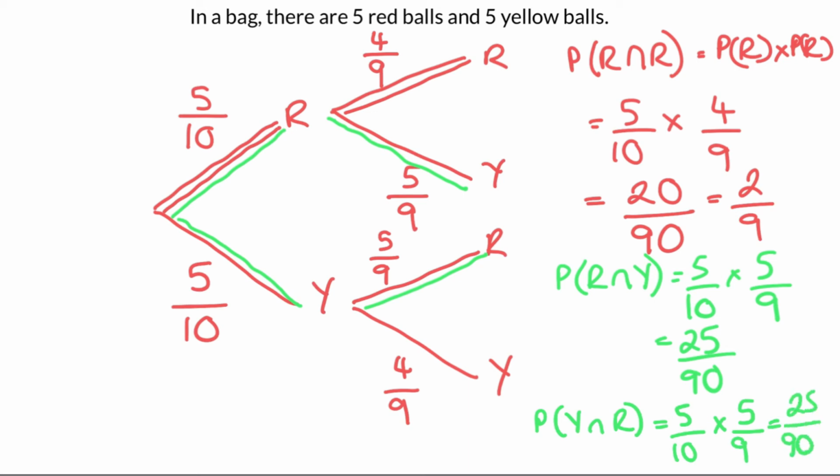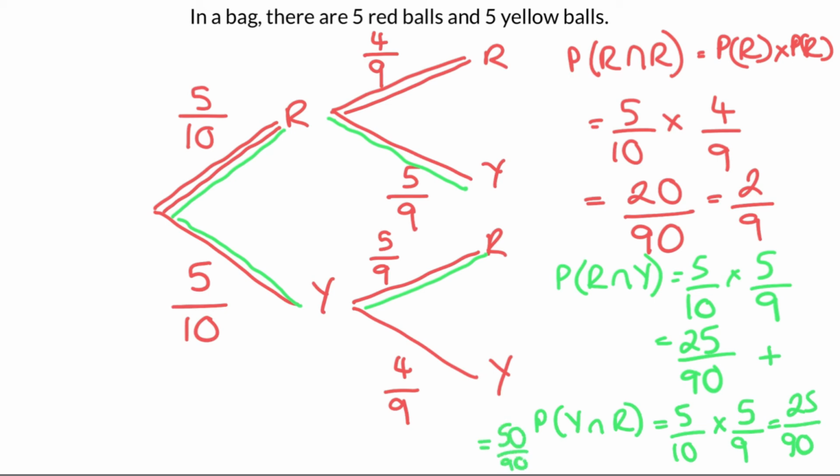So to find the total probability of us picking 2 balls at random and there being a ball of each colour, we add 25 over 90 plus 25 over 90, which is going to equal 50 over 90.